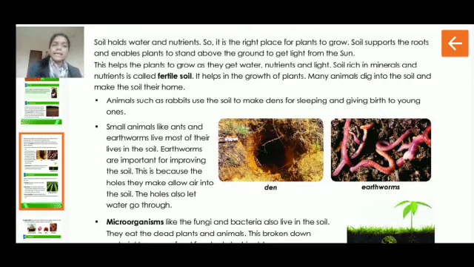Many animals dig into the soil and make the soil their home. So now you will tell teacher which animals. If you can see in the pictures given below, there is a den. There are a few animals like rabbit or some other animals which prepare their own home in the soil, right? Even snakes, ants, tiny microorganisms, earthworms, snails, all such small animals or even big animals, they live in soil. They make soil their home.